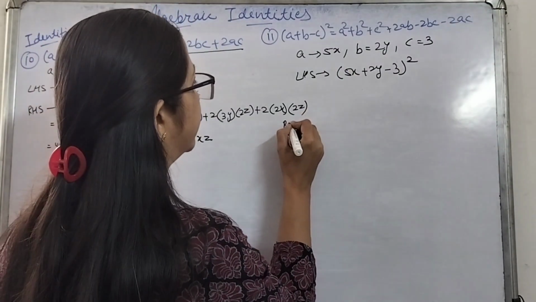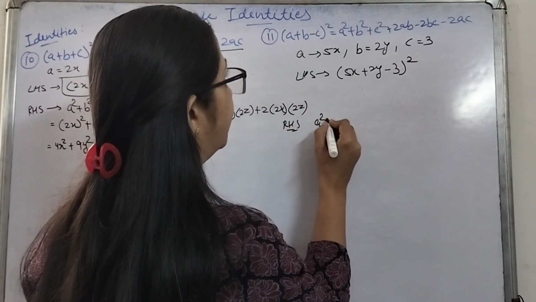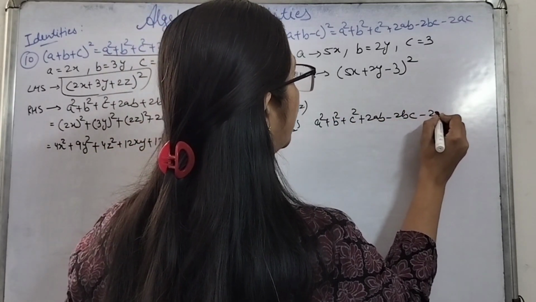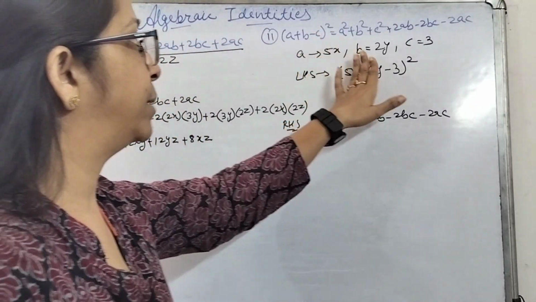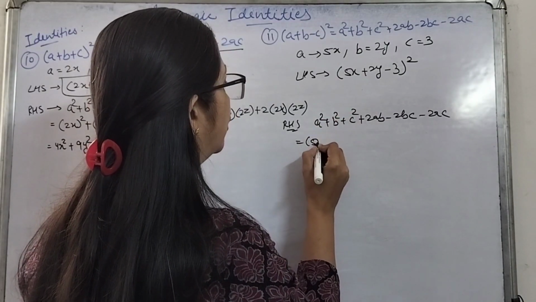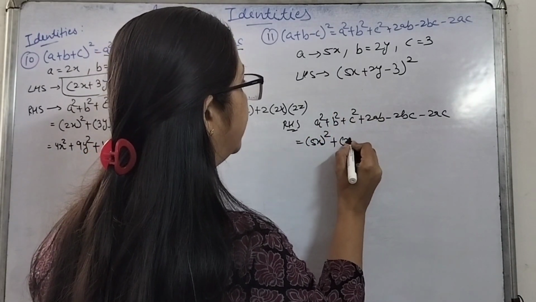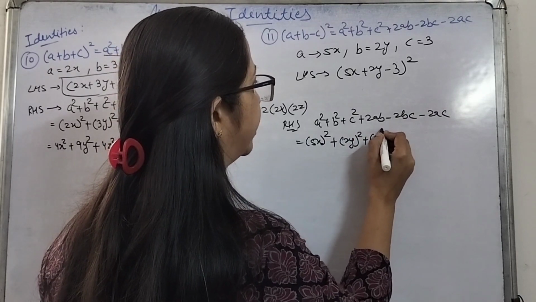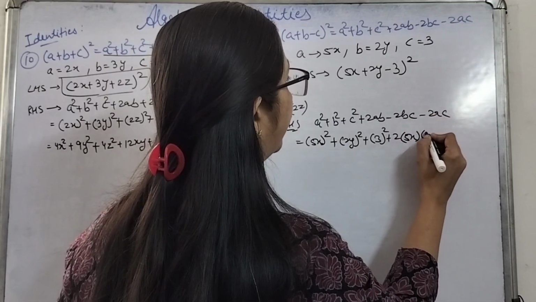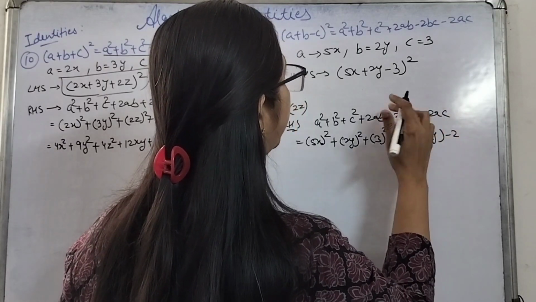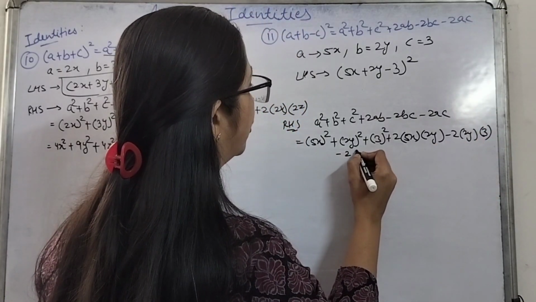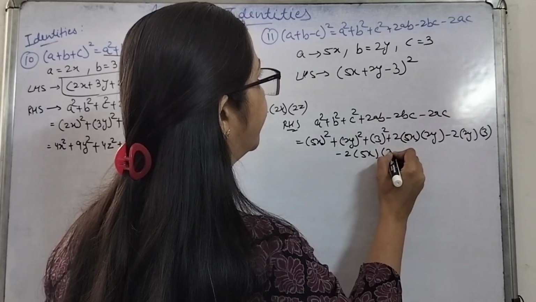So the RHS part over here is a square plus b square plus c square plus 2ab minus 2bc minus 2ac. We will be replacing a by 5x, b by 2y and c by 3. So the answer will be (5x) whole square plus b is 2y, so (2y) whole square, c is 3, so 3 square, plus 2 times a is 5x, b is 2y, minus 2 into b is 2y and c is 3, minus 2 into a is 5x and c is 3.